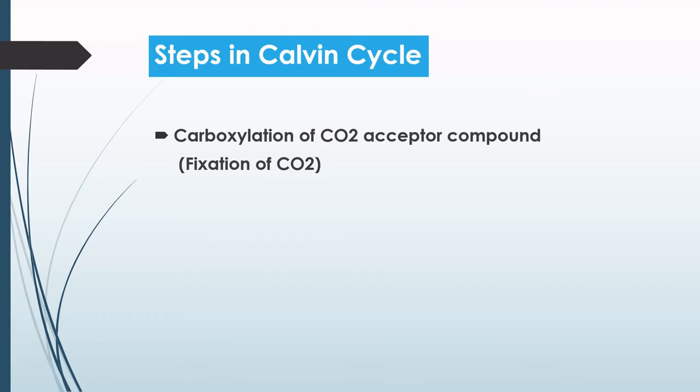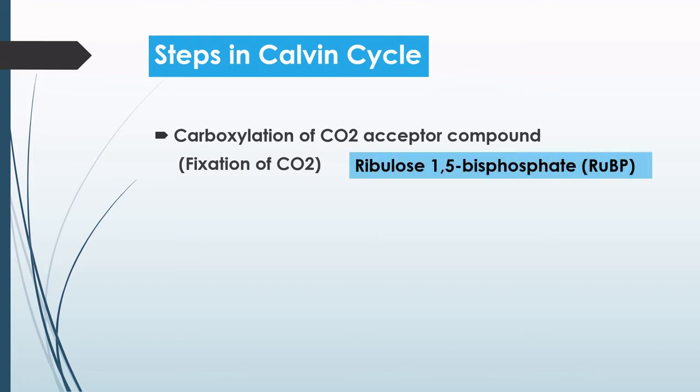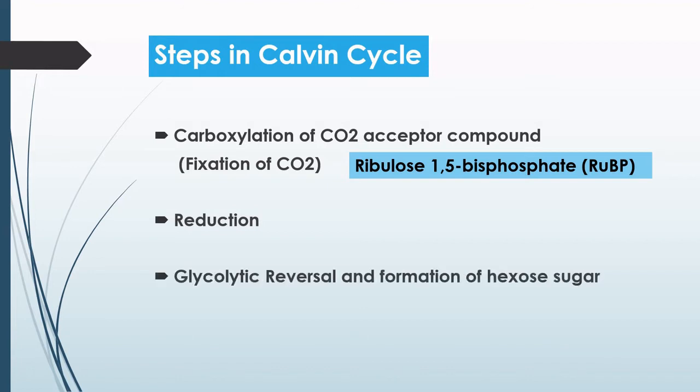The first step is carboxylation of the carbon dioxide acceptor compound, or fixation of carbon dioxide. Here, a 5-carbon compound known as RuBP, ribulose 1,5-bisphosphate, acts as the carbon dioxide acceptor in the Calvin cycle. The second step is reduction. The third step is glycolytic reversal and formation of hexose sugar. The formation of hexose sugar takes place by the reversal process of glycolysis. That is why the term glycolytic reversal and formation of hexose sugar.